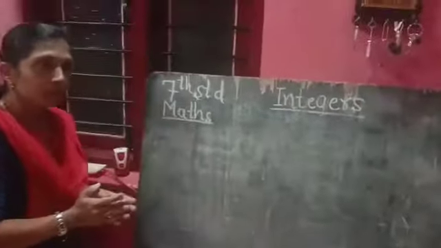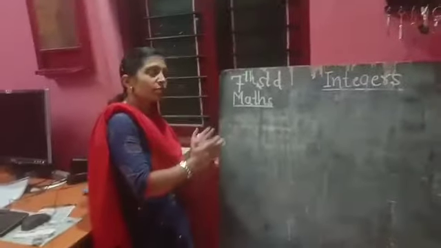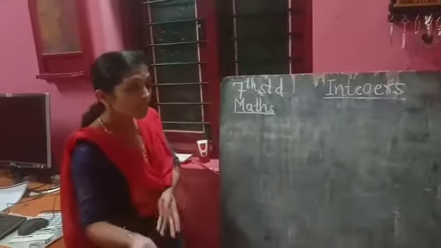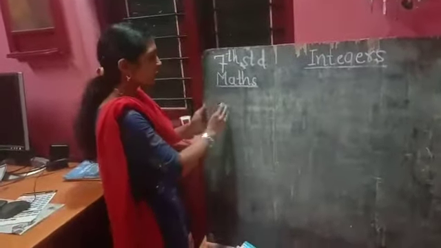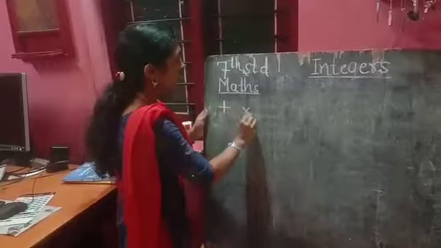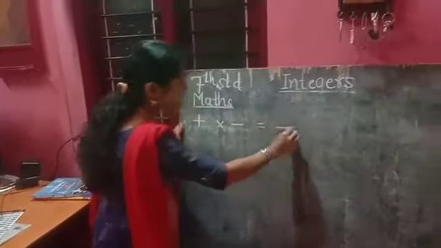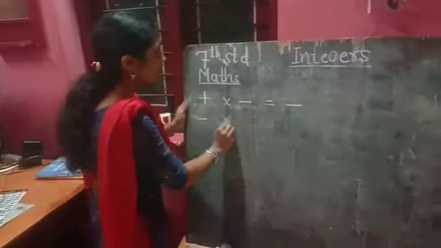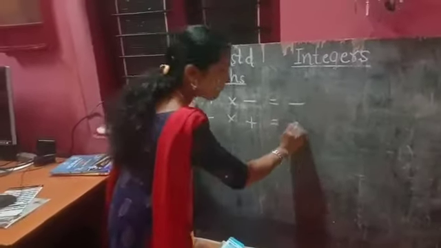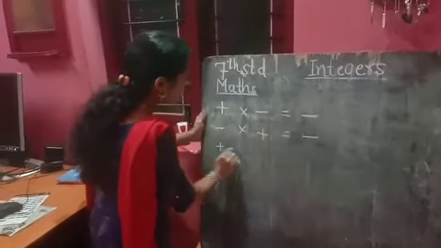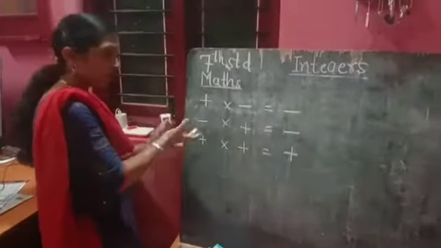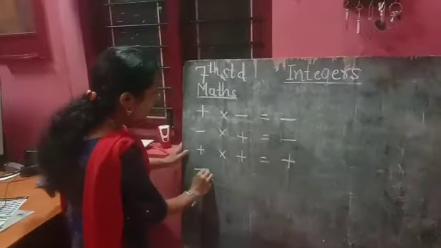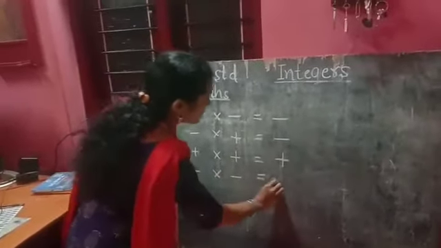The first and foremost thing you have to remember while doing the subtraction, addition or multiplication of these integers is, as I taught you last year, plus into minus is always minus. Minus into plus is always minus, and plus into plus is always plus. Minus into minus is always plus.